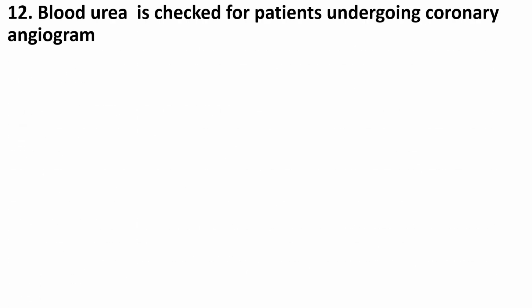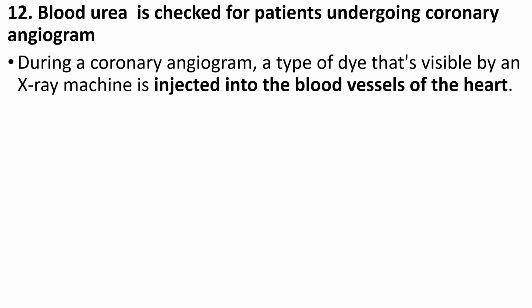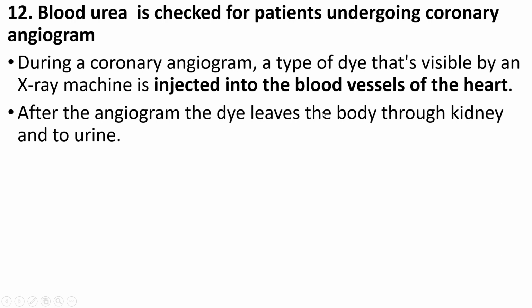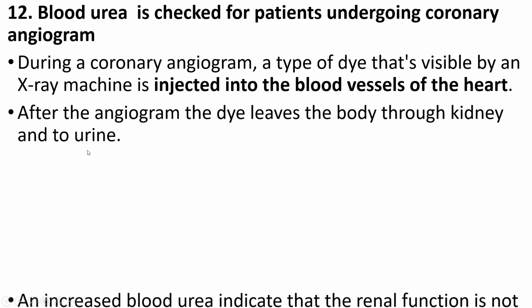Next is blood urea is checked for patients undergoing coronary angiogram. During coronary angiogram, a type of dye that is visible by X-ray machine is injected into the blood vessels of the heart. After the angiogram, the dye leaves the body through the kidney and the urine.